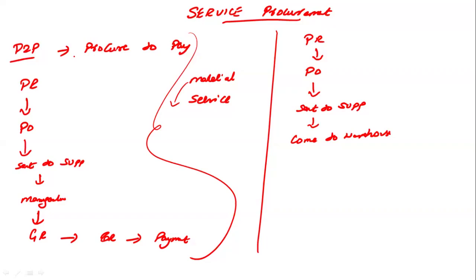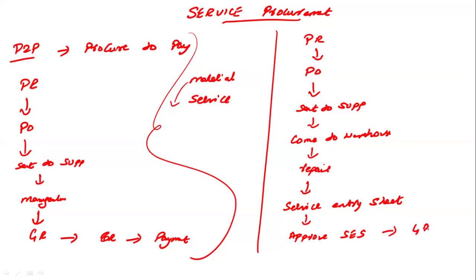Supplier will directly come to your warehouse, or to the place where the material is repaired. He will repair, and he will give a service entry sheet. He will not do the goods receipt. He will give a service entry sheet saying that this is the service we have done. So the buyer will check all the service and approve the service entry sheet. Once the service entry sheet is approved, the goods receipt is happening automatically.